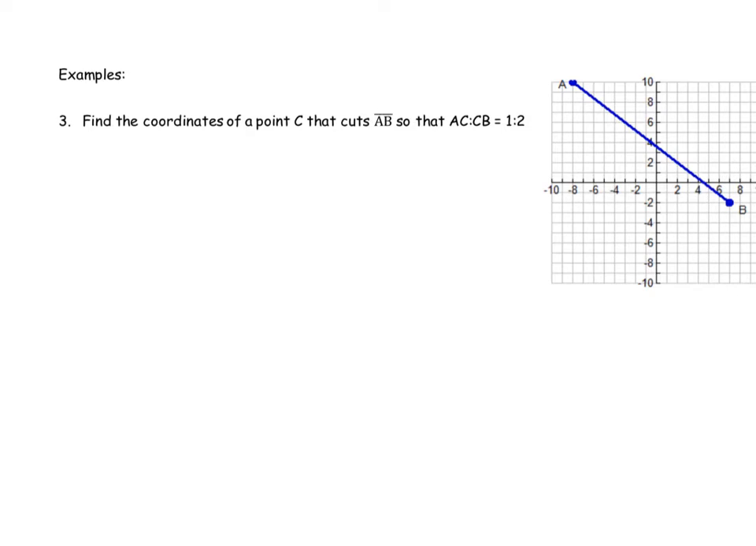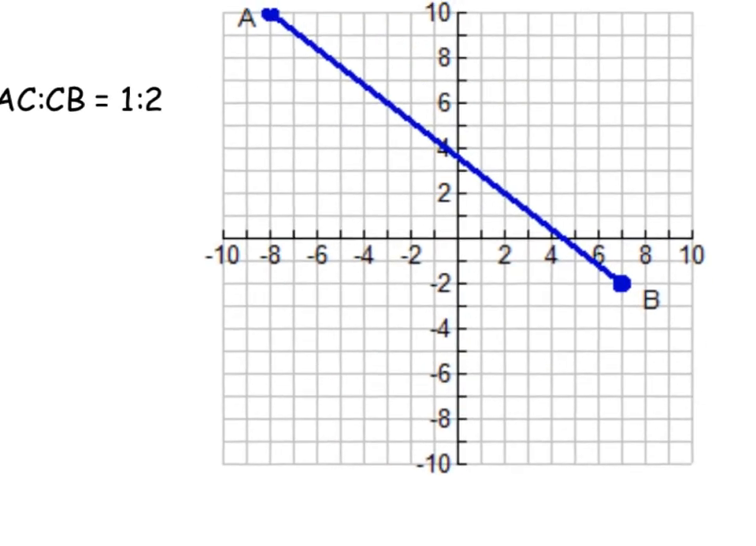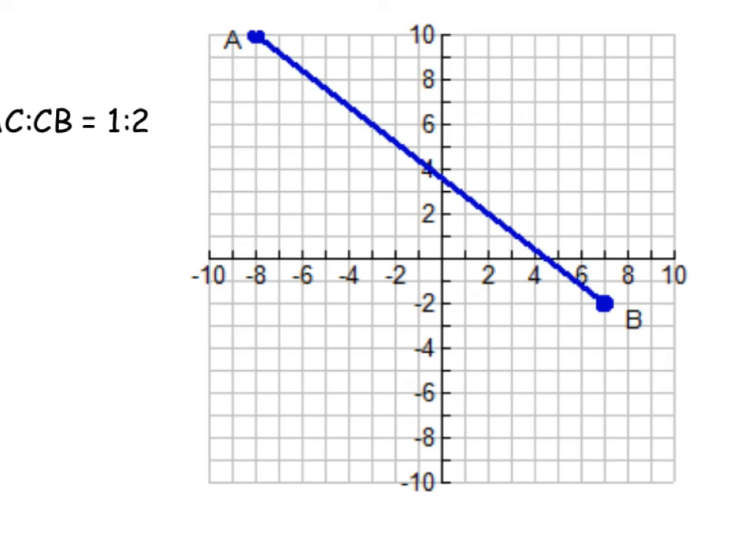Again, we're going to need a vertical and horizontal component. So I'm going to use red for my horizontal component. That's going from -8 to 7. So I need to cut this in a ratio of 1:2. And we do need to make sure that since AC matches with the 1 and CB matches with the 2, C should be closer to A. So it should be somewhere in this area here.